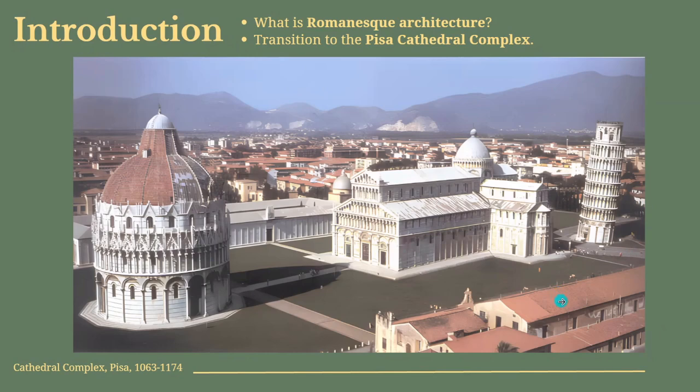Unlike in Northern Europe, where the bell towers are often integrated into the west facade of churches, the Italian tradition is to separate these structures. The baptistery stands apart because in medieval times, one had to be baptized before entering the church. The bell tower, famously known as the Leaning Tower of Pisa, also stands separately.